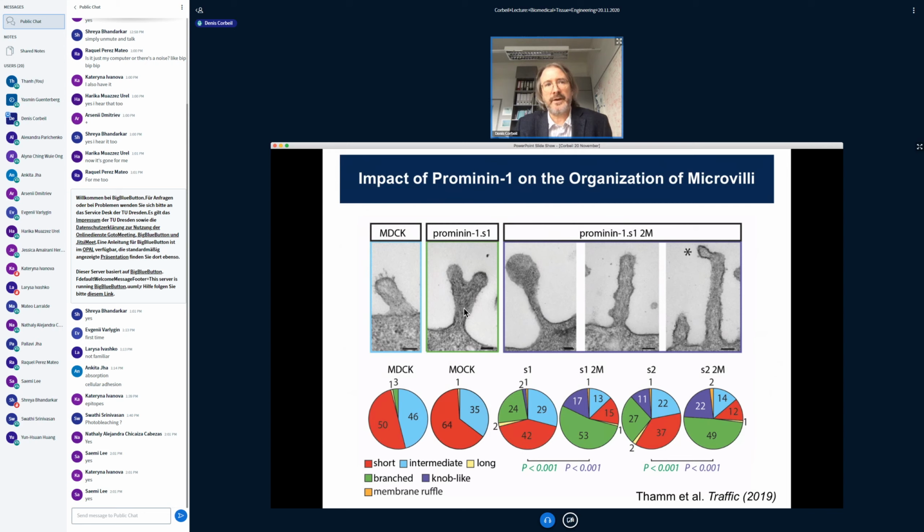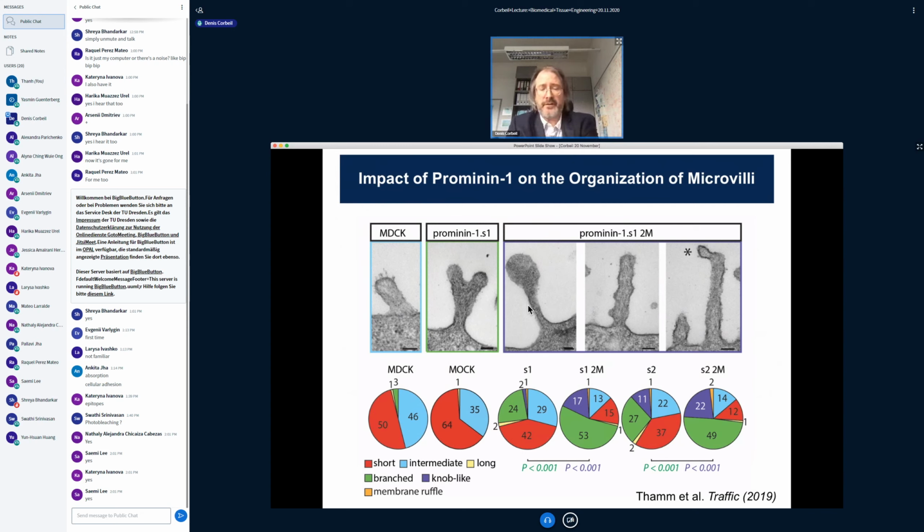So you can see here the ratio: normal short microvilli, normal microvilli, what we have in MDCK cells transfected only with a vector. But when we start to put in wild-type prominin, either the S1 or S2 splice variant, we start to have branched microvilli. And this is even increasing with the mutant, where the branched microvilli really increase. And we also see microvilli which have this shape where they start to detach.